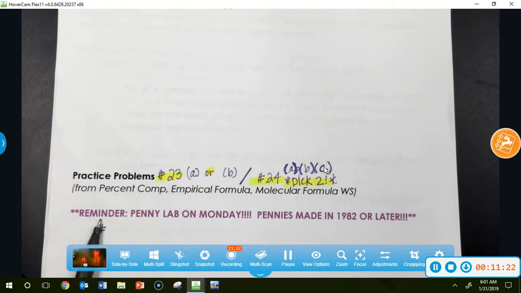And then lastly, a reminder, guys, our penny lab is on Monday. We're going to find the percent composition of a penny. It has to be made in 82 or later. Before 82, it was 100% copper. Now they've added in zinc, and we want to know the percent composition.